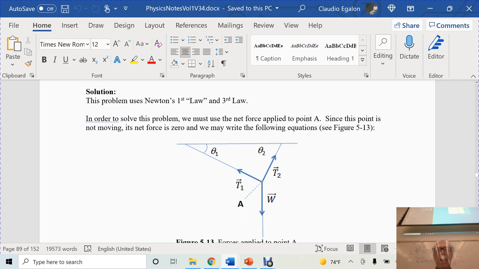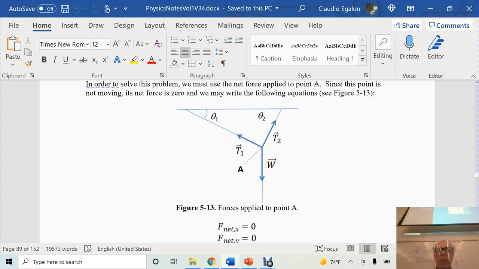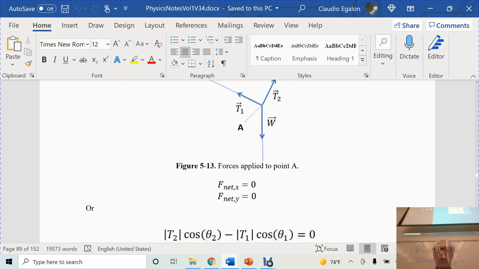We know W, we do not know T1, we do not know T2, but we do know theta 1 and theta 2. And we also know that T1 and T2 cannot exceed T max. So here you go. Net force along the x-axis is 0. You can put your axis like that in the horizontal. Net force along the y-axis is 0 too, because the point is at rest.